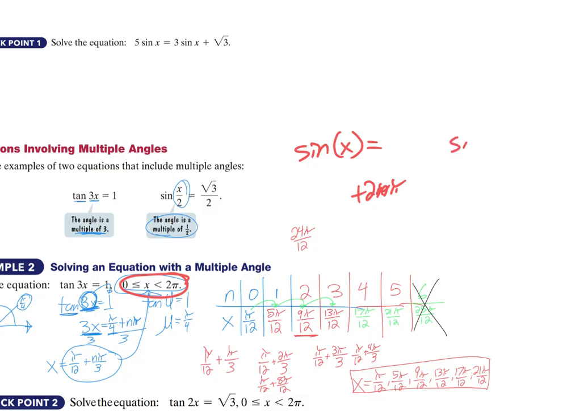If you have something inside, then you have to do this extra process where I use the plus 2n pi, or plus n pi if it's tangent, and then find all the values that lie between 0 and 2 pi. And we will see each of those in additional examples.